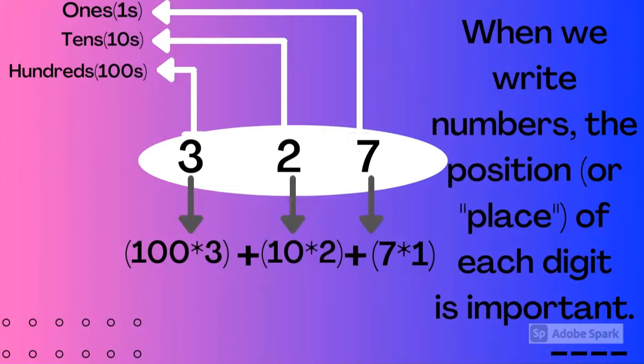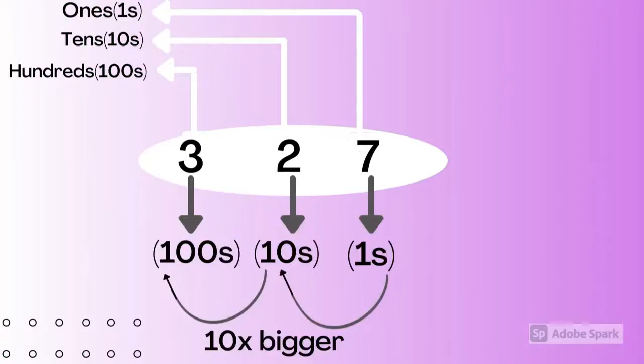When we write numbers, the position, or place, of each digit is important. As we move left, each position is 10 times bigger. Tens are 10 times bigger than ones. Hundreds are 10 times bigger than tens. And as we move right, each position is 10 times smaller. From hundreds, to tens, to ones.